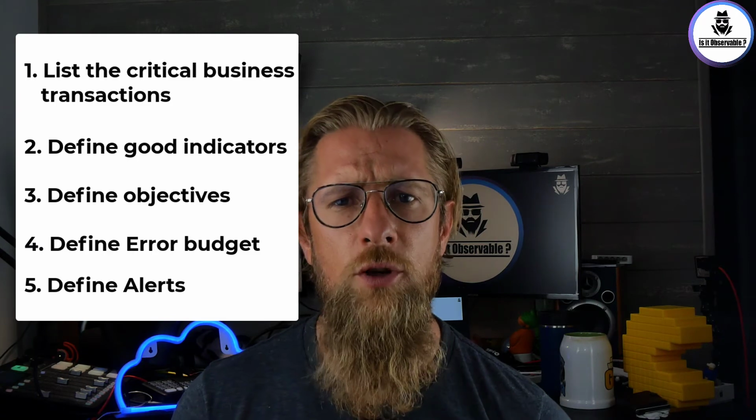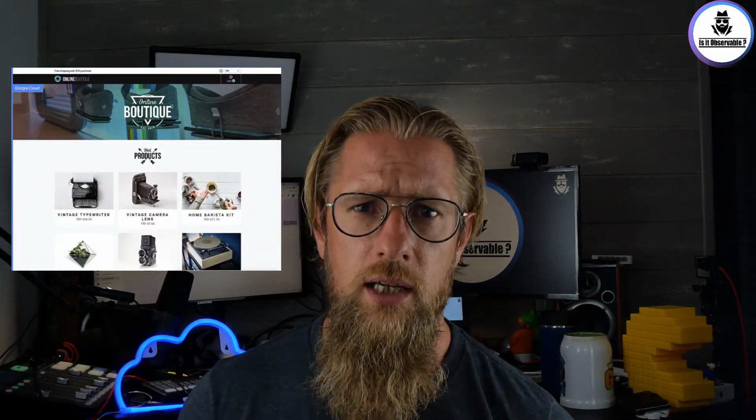Since the beginning of Is It Observable, we have built tutorials using Google Hipster Shop. In the case of the Hipster Shop, the crucial user journey or user action is add to cart. We want to keep track of two things on this transaction. First, the availability of our solutions, and next, the speed. So how can we build an SLI on this?